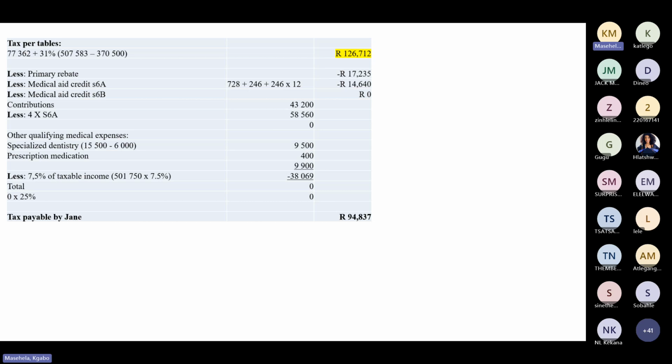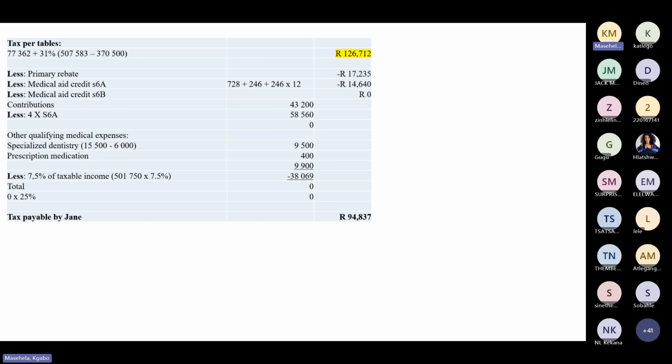Then there is a medical contribution. And where there is a medical contribution, guys, we need to calculate 6B. In this case, there's section 6A, medical credits, and section 6B. Remember, 6B is out of pocket. Then 6A, because they said the individual does belong to the medical aid.